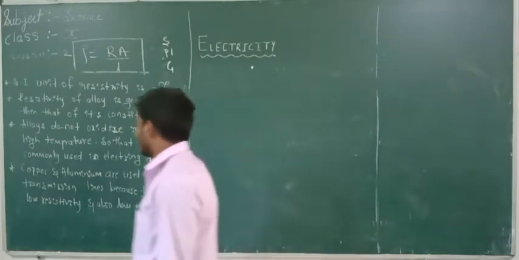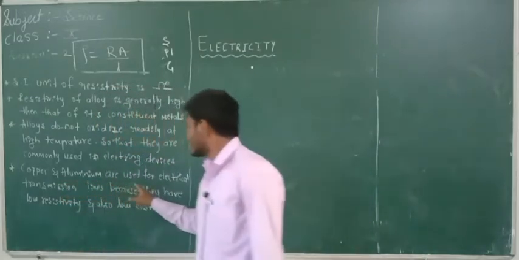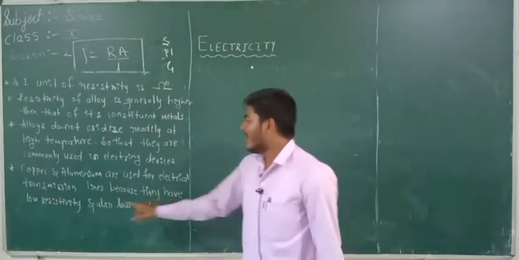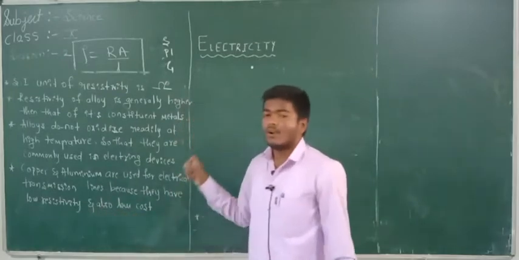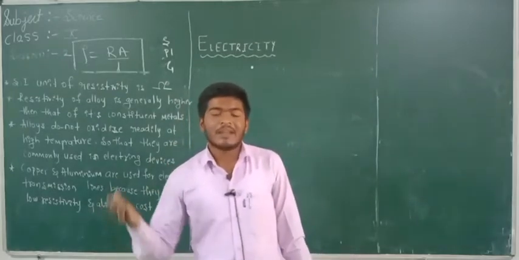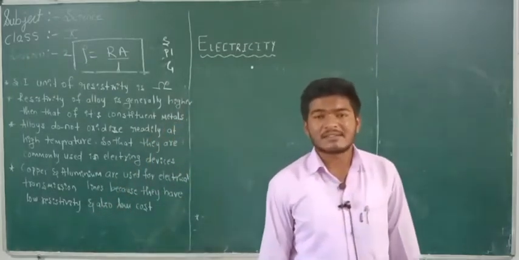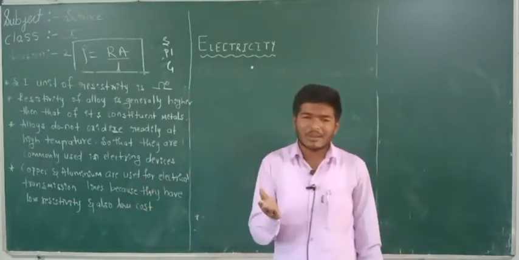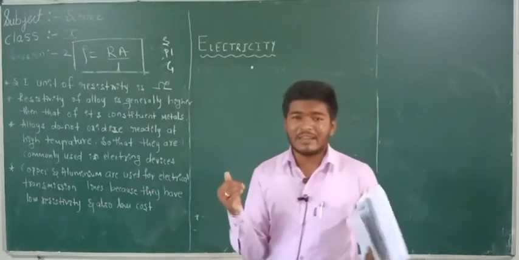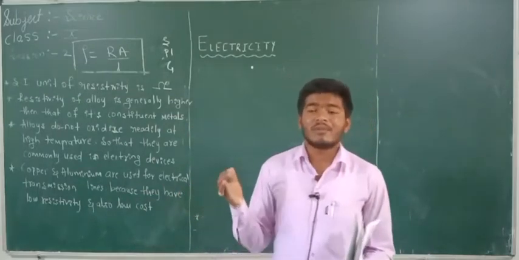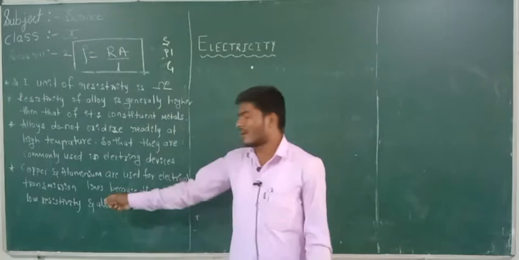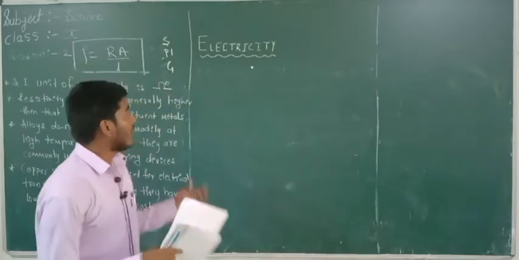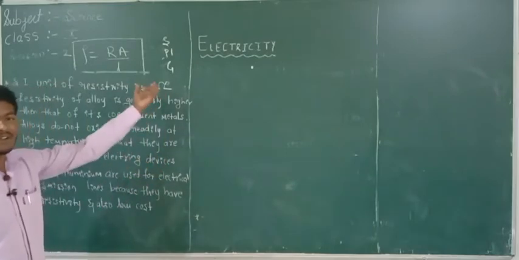You have to remember, copper and aluminium are used for electrical transmission lines because they have low resistivity and also low cost. As I told already, in the electrical transmission lines, they are going to use copper wires or aluminium wires. Why? Because they have low resistivity and also low cost. That's why we use aluminium or copper wires in electrical transmission. So this is about resistivity, potential difference and Ohm's law.